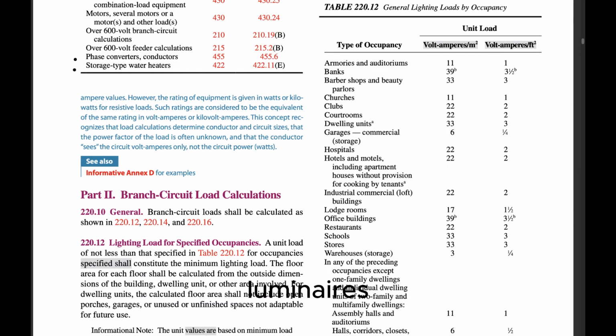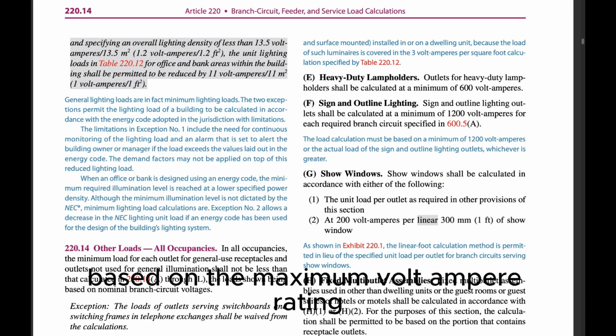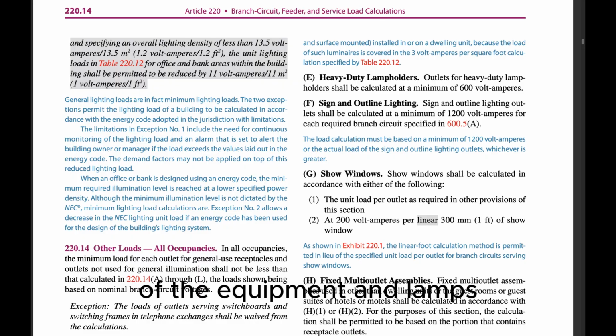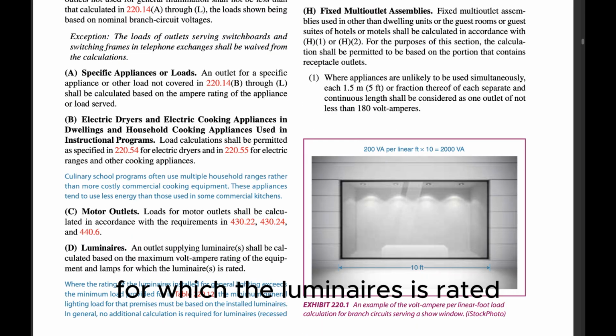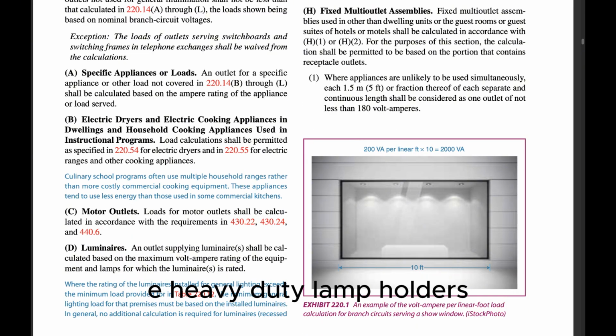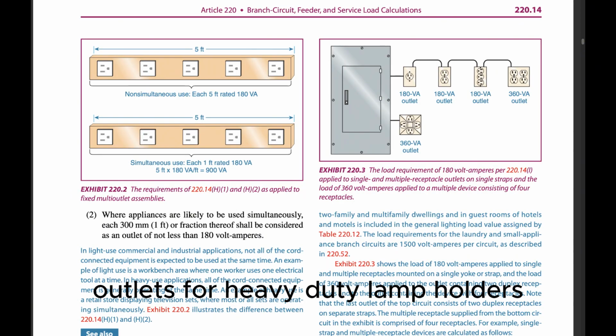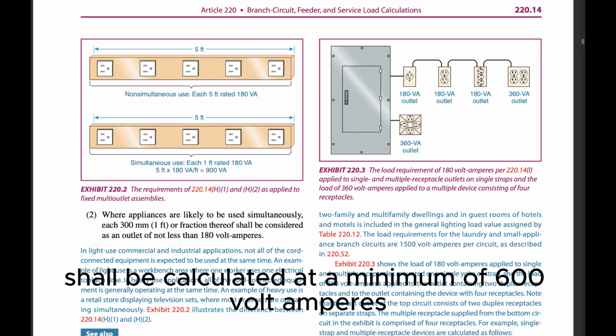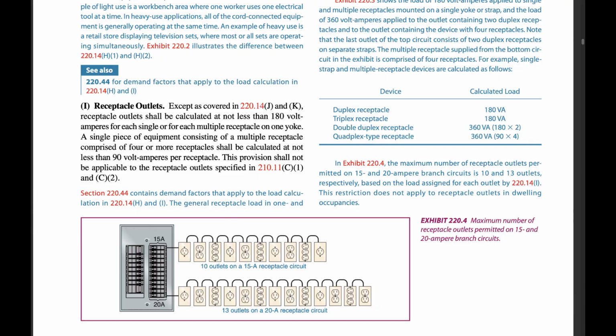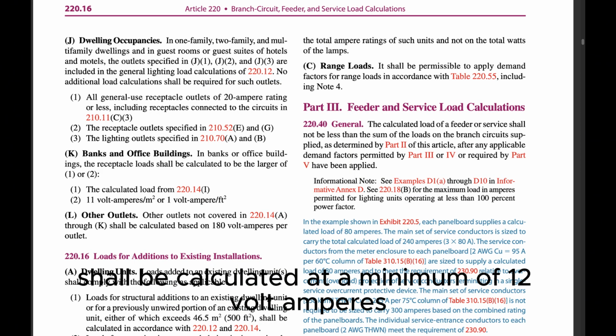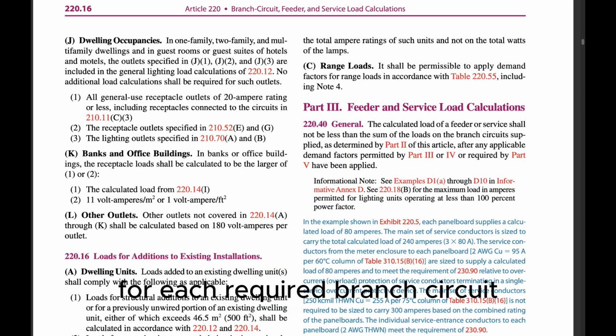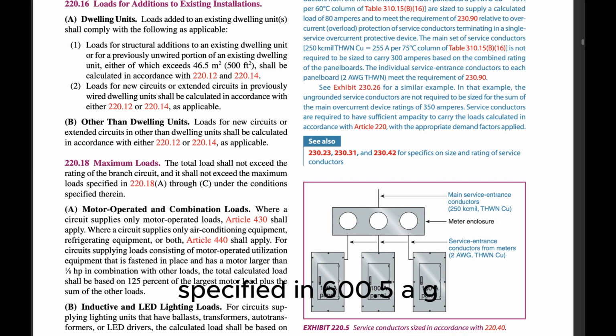D. Luminaires. An outlet supplying a luminaire shall be calculated based on the maximum volt-ampere rating of the equipment and lamps for which the luminaire is rated. E. Heavy-duty lampholders. Outlets for heavy-duty lampholders shall be calculated at a minimum of 600 volt-amperes. F. Sign and outline lighting. Sign and outline lighting outlets shall be calculated at a minimum of 1200 volt-amperes for each required branch circuit specified in 600.5.